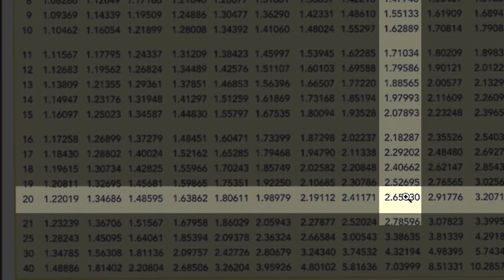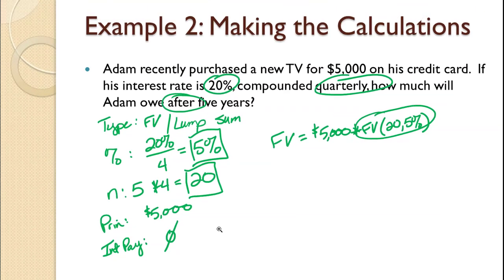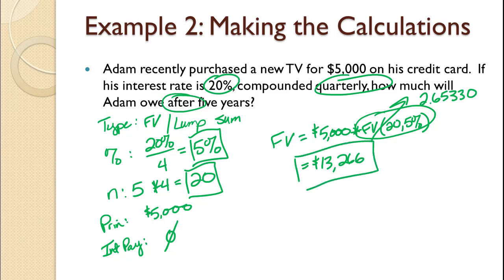So right over here, 2.65330. So I'm going to take this back and put this in right here, 2.65330. And if I multiply that out, I get $13,266. So by waiting for 5 years, instead of owing $5,000 on his new TV, he's going to end up paying a whopping $13,266 for this new television.